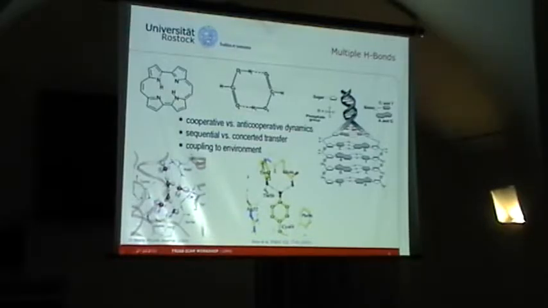And if you have transfer phenomena, like proton transfer or hydrogen atom transfer, this is pretty much related to the question whether this transfer is sequential, step by step, or concerted, that is, both particles move at the same time. And the whole thing is, of course, influenced by the coupling to the environment, which could be a solvent or a complex protein environment, or, if you just consider the proton motion, the environment provided by the molecular scaffold.